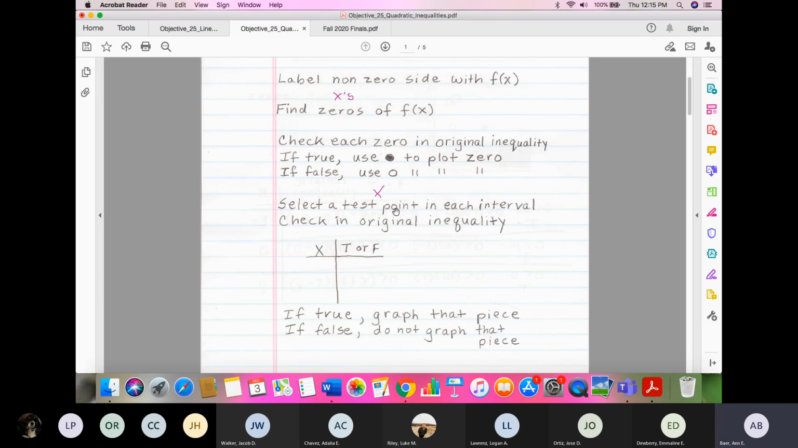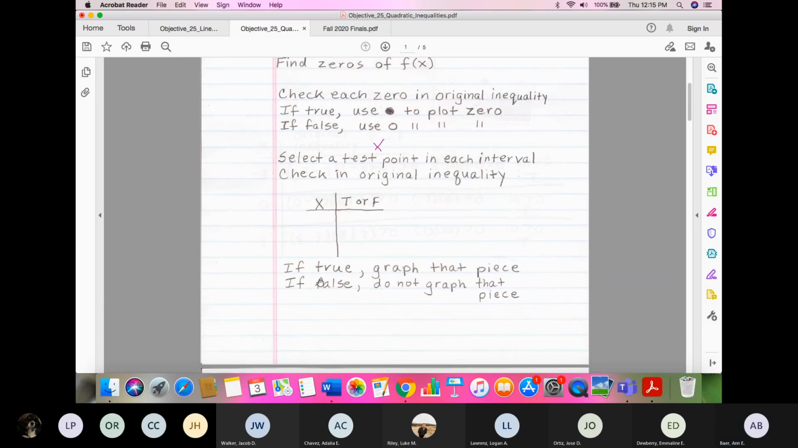And you're going to have 3 intervals, so you're going to have 3 x's here. Then you want to test each one of those test points. You want to check in the original inequality, the given inequality, and determine if you've got a true statement or a false statement. If you have a true statement, you want to graph that piece. If you have a false statement, do not graph that piece.